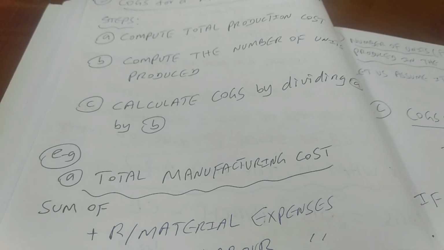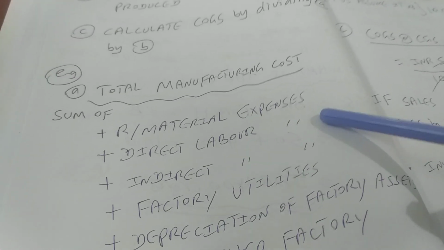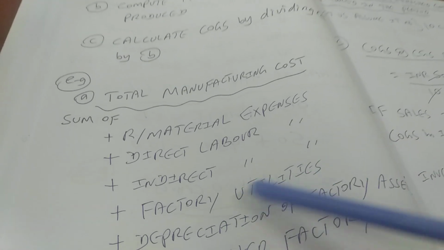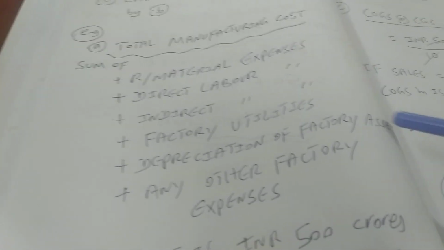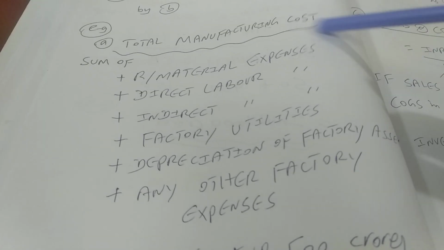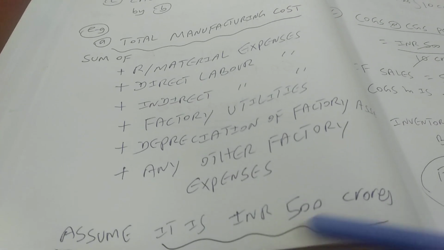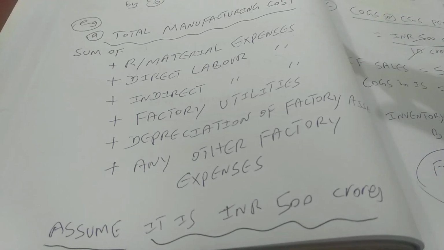It consists of all these items: raw material expenses, direct labor expenses, indirect labor expenses, factory utilities, depreciation of factory assets, and any other factory expenses. All of these come under the bucket of manufacturing cost. Let us assume it is INR 500 crores for the hypothetical manufacturing firm in our example, right?